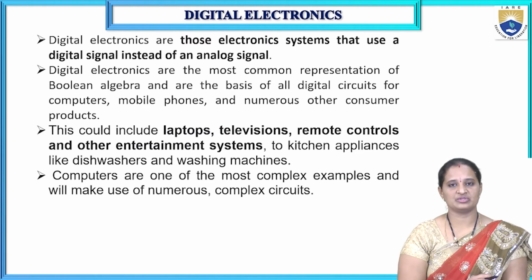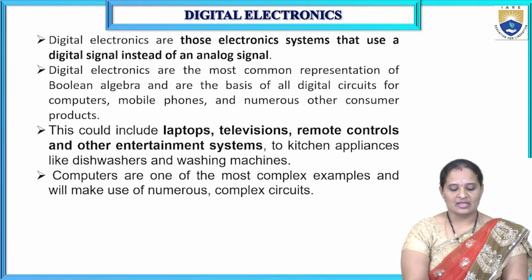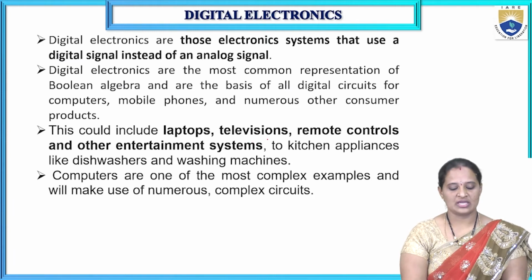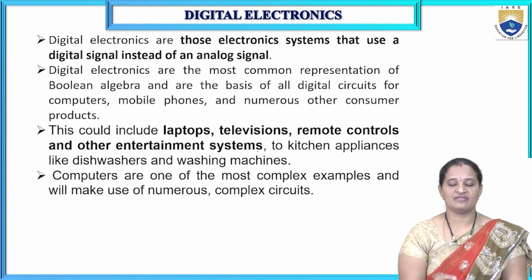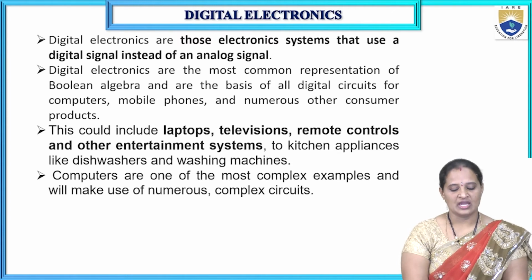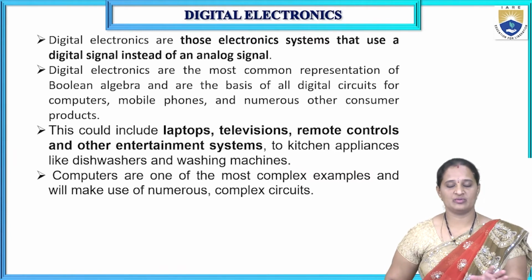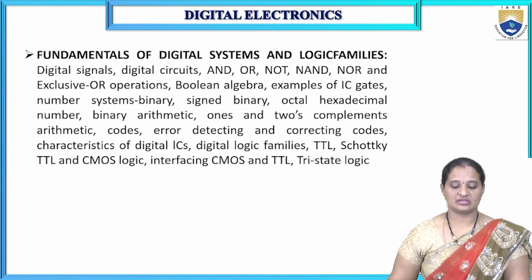Wherever we are using something in a household, everything comes under digital electronics. This could include even laptops and televisions, remote controls, and other entertainment systems. And we can even have kitchen appliances like dishwashers and washing machines. These all come under digital electronics, where they use a digital signal instead of an analog signal. Computers are one of the most complex examples and make use of numerous complex circuits.